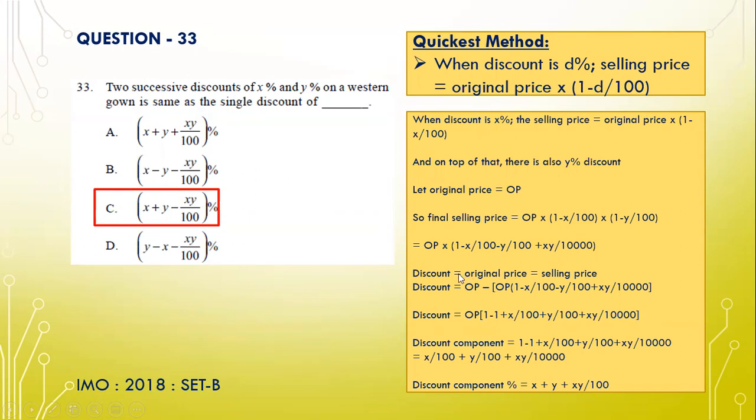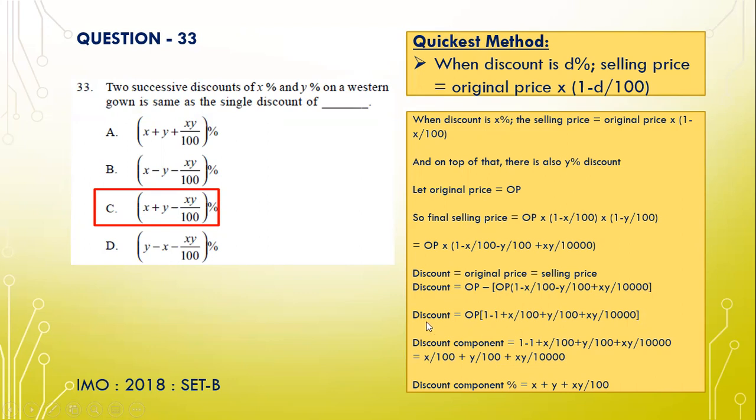Now discount, what is discount? It is original price minus selling price. So if the selling price is this, discount will be original price minus original price into this whole equation, 1 minus X upon 100 minus Y upon 100 plus positive XY upon 10,000.